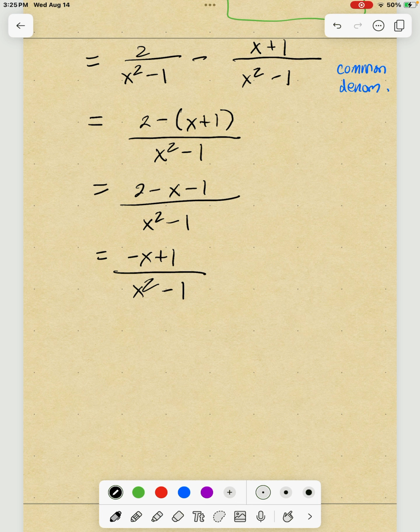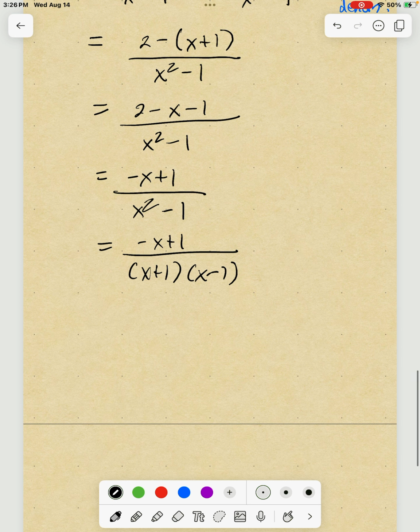Okay, now at this point, can we simplify this a bit more? Well, it turns out the answer is yes, because first of all, I have a difference of squares on the bottom. So I can write this as negative x plus 1 all over x plus 1 times x minus 1. Now here's a little trick. So I have this negative x plus 1 on the top. That's the opposite of x minus 1 here on the bottom.